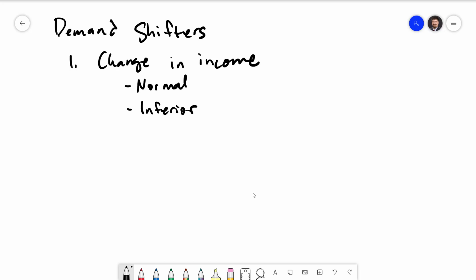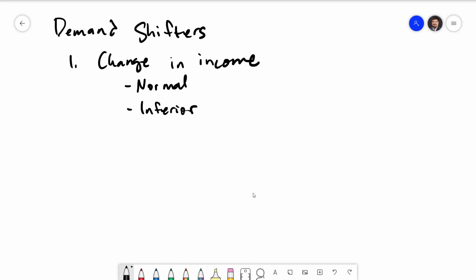First thing I need to point out here is that these are English words that we use all the time, but the econ definition of these words is very specific. A normal good is one where if our income goes up, we consume more of it, and if our income goes down, we consume less of it. An inferior good is the opposite.